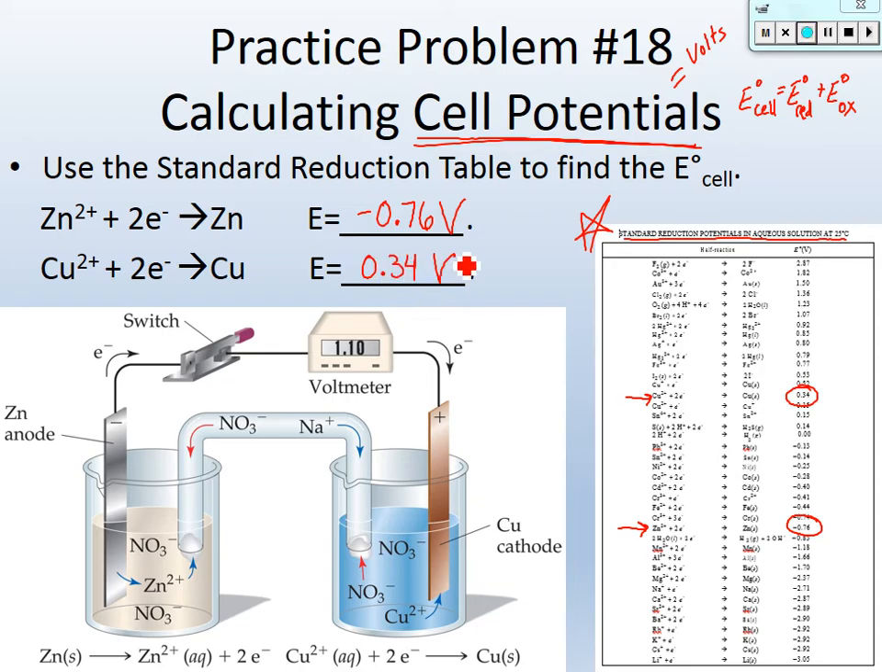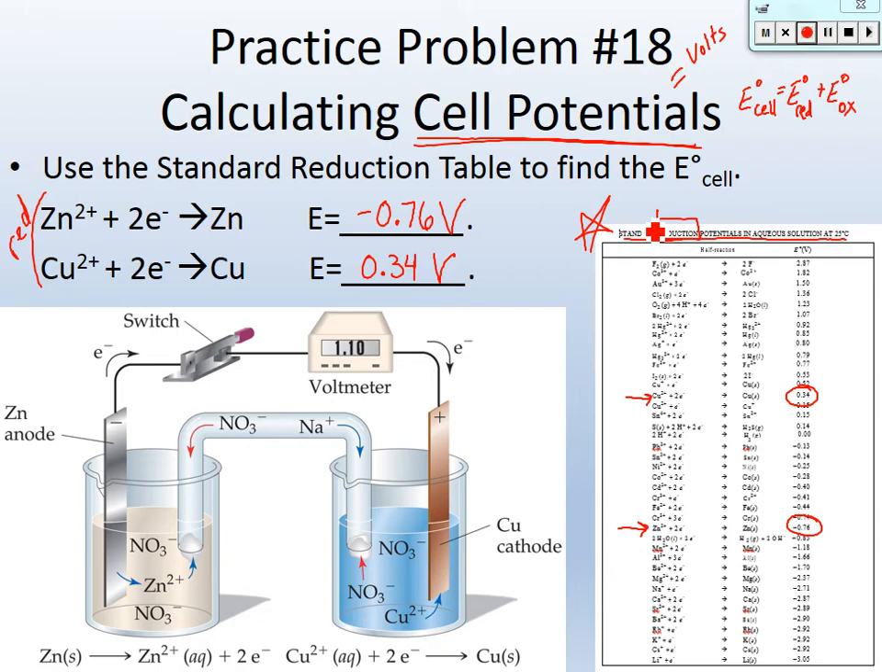So I'm going to put that right here, 0.34 volts. Now that we found the potential of each half reaction, we're going to plug these values into our equation. To find the voltage of the cell, we're going to take the voltage of the reduction half and add that to the voltage of the oxidation half. But here's the problem. They are both written as reduction, because this is a reduction potential table. It doesn't give us oxidation values.